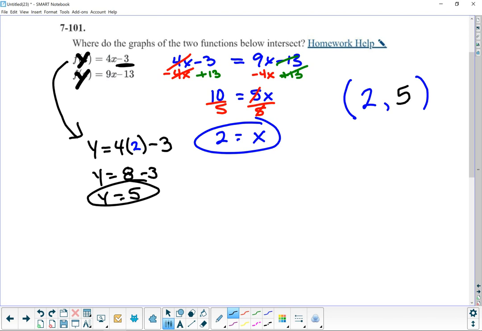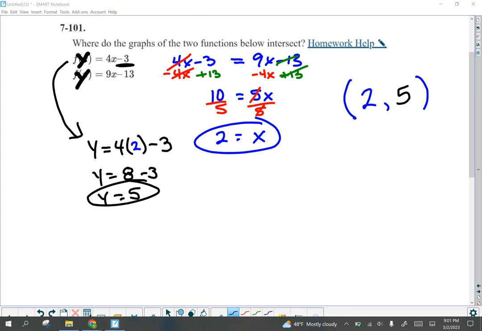Okay? That's the intersection point, and that is a wrap.